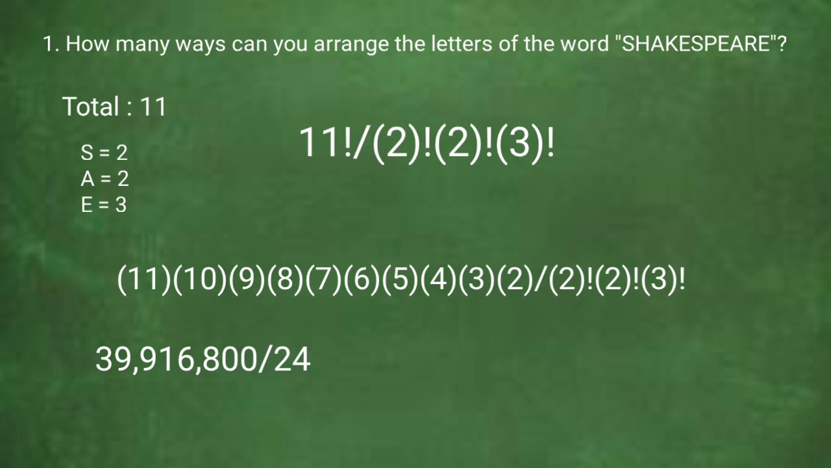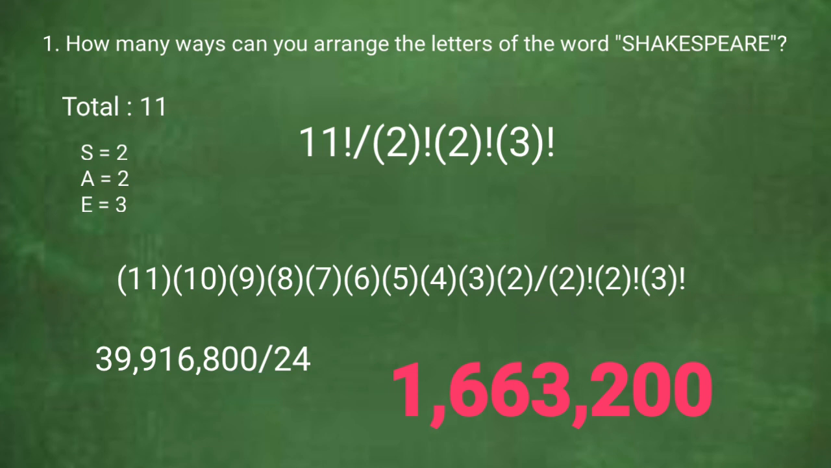39,916,800 divided by 24, the answer is 1,663,200. Now, there are 1,663,200 ways to arrange the letters of the word Shakespeare.